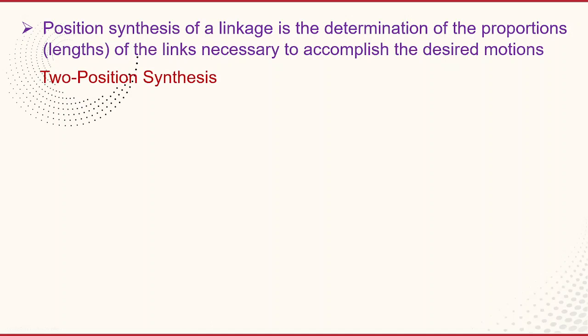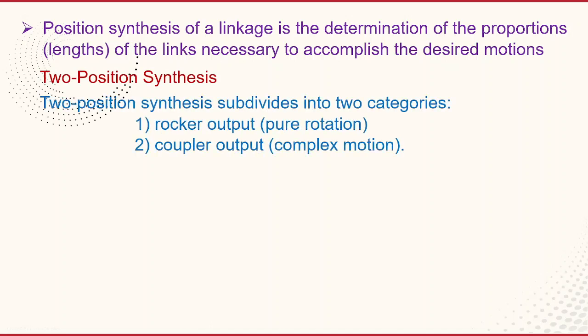So there are two types of position synthesis. One is rocker output and the second one is coupler output. The rocker output is pure rotation, and coupler output is complex motion. It's not complete rotation, it is a combination of oscillation and translation. That's called complex motion.